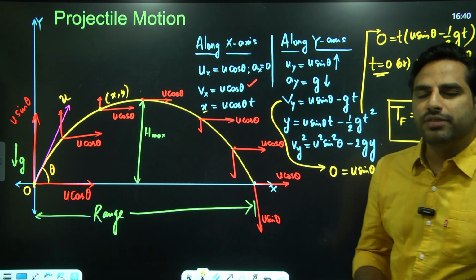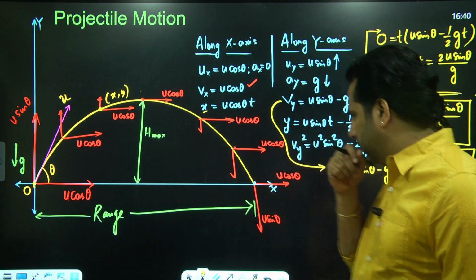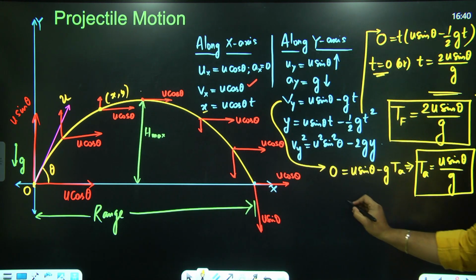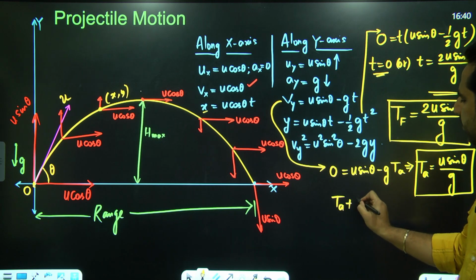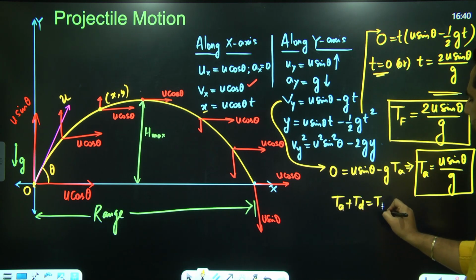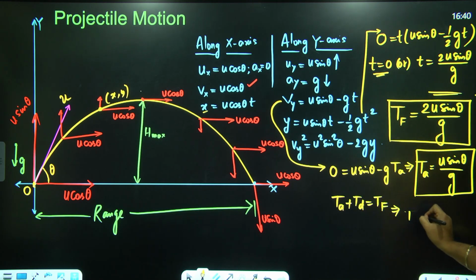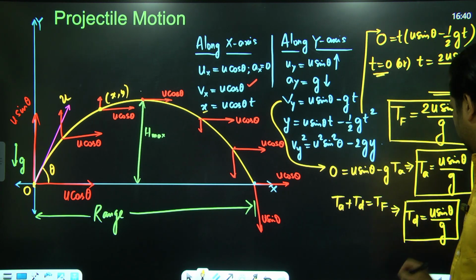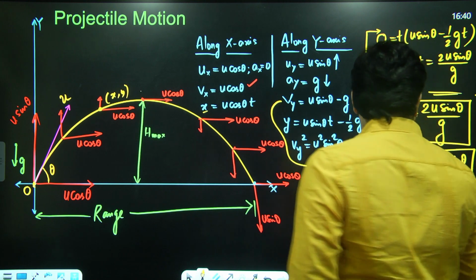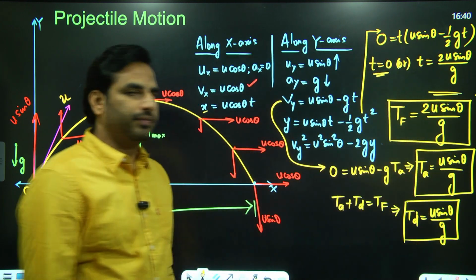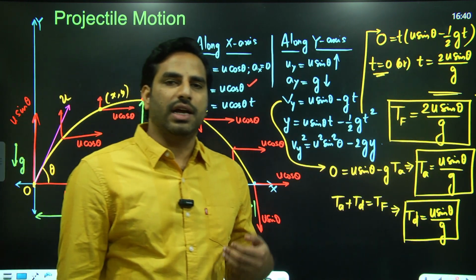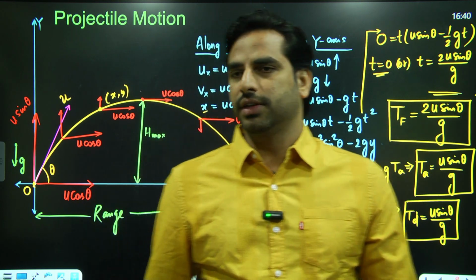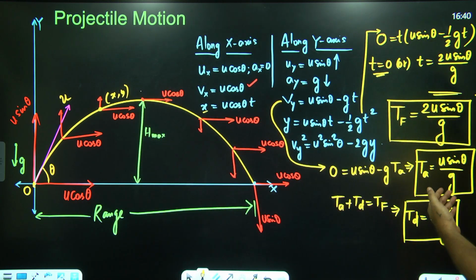Time of ascent plus time of descent is time of flight. So Ta plus Td is Tf. Obviously, time of descent is also u sin theta by g. 2u sin theta by g minus u sin theta by g, that is u sin theta by g. So time of ascent is equal to time of descent. The time for which the projectile ascends is equal to time for which it descends. You can observe from these equations.